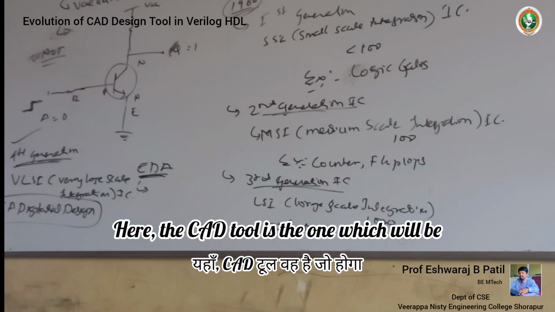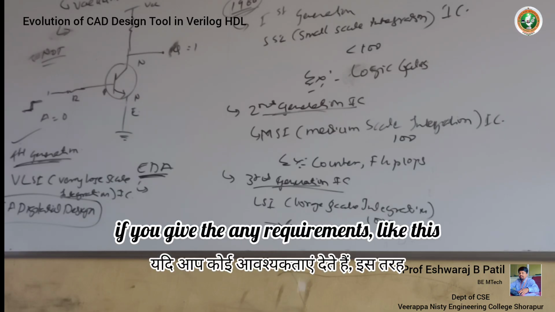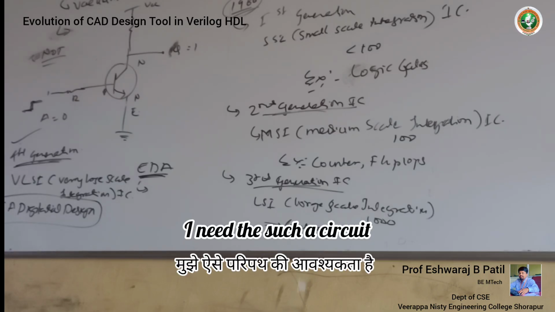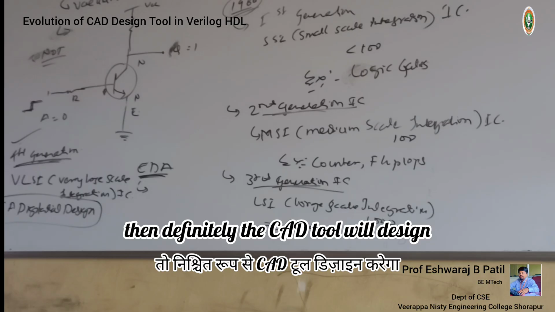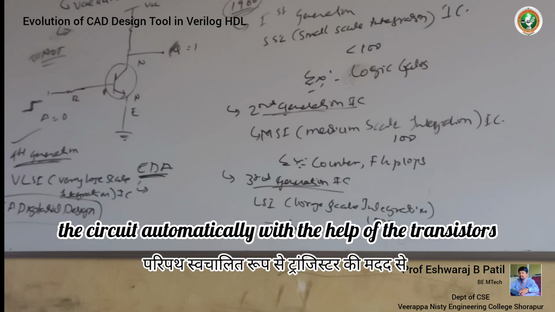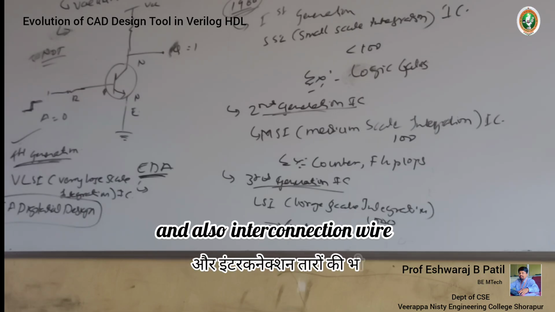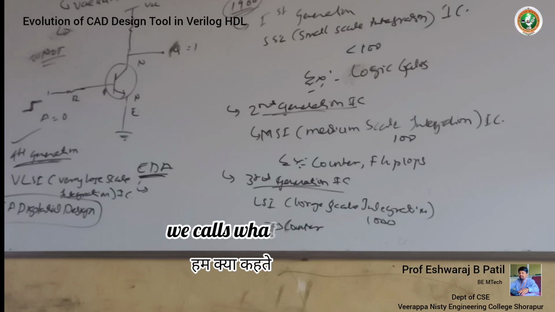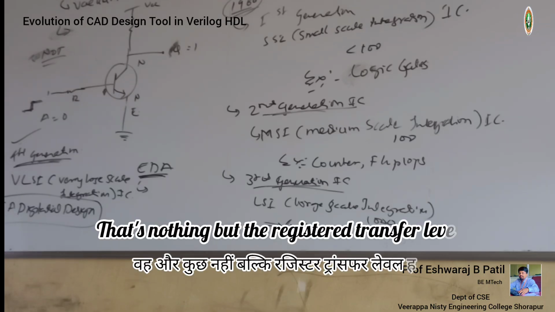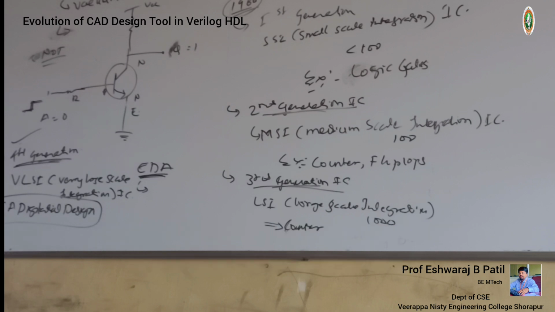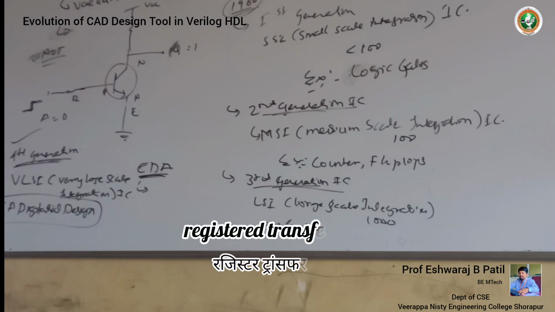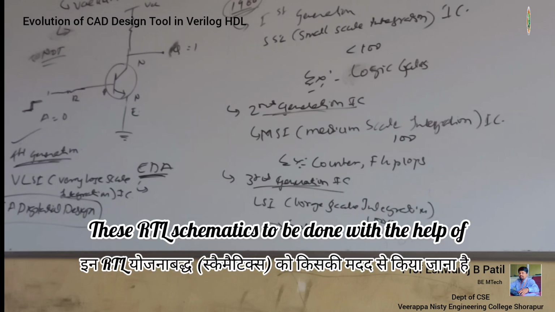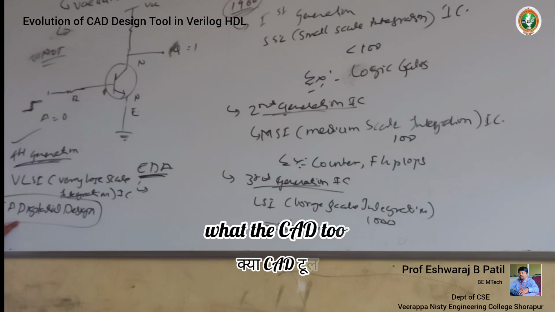If you give any requirements, like I need such a circuit, then the CAD tool will design the circuit automatically with the help of transistors, interconnection wires and resistors. These we call RTL, that's nothing but the resistor transfer level. These RTL schematics are to be done with the help of the CAD tool.